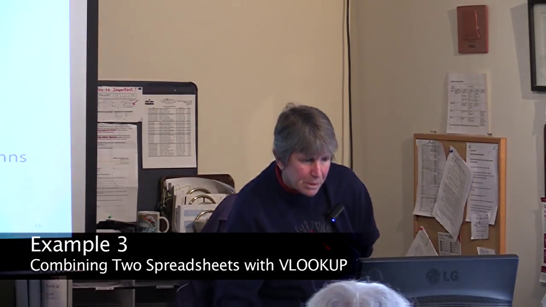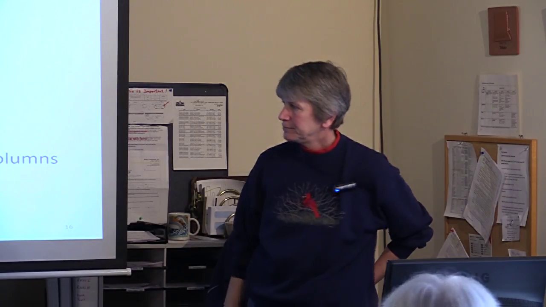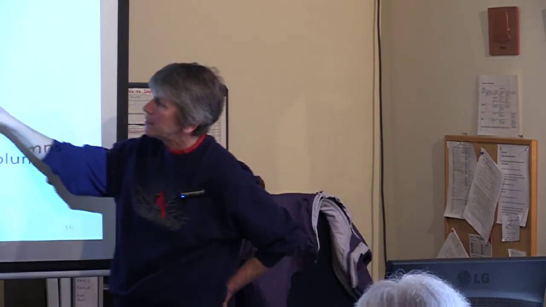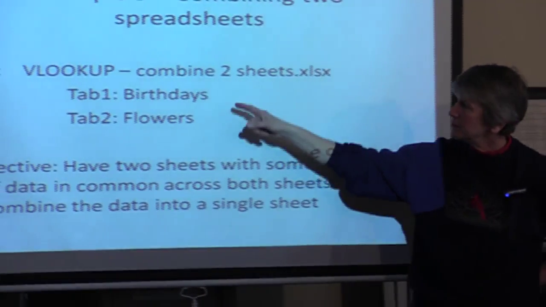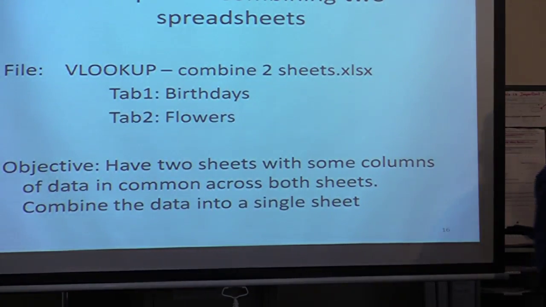So this next example is taking two spreadsheets that have at least one column in common, and using VLOOKUP to combine them into a single spreadsheet. All right. In this case, the file that you want to look at is called VLOOKUP-combine two sheets, and there are the first two tabs in that sheet. The first one's called birthdays, and the second is called flowers.